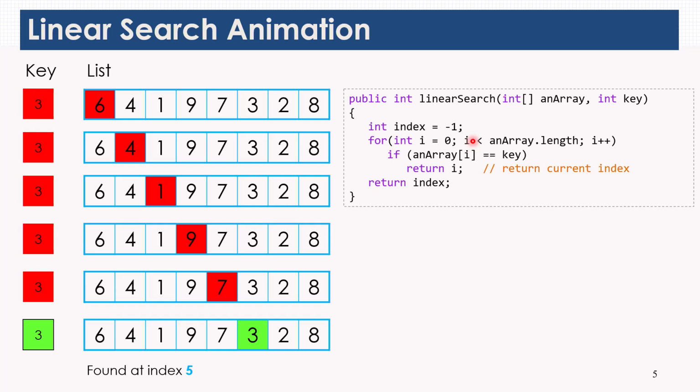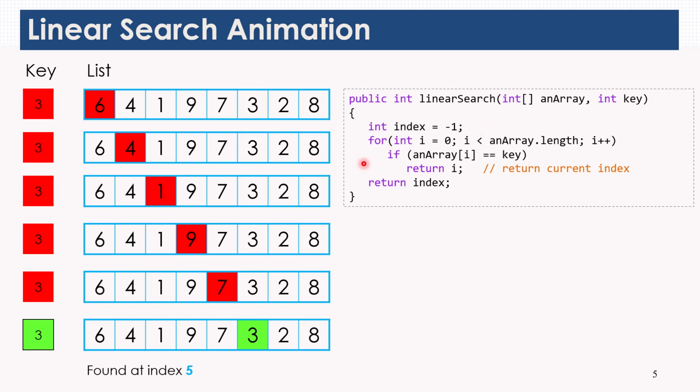Here is the implementation of the linear search as a method. The method has two input parameters, the array and the key, which is the element we are looking for inside this array. It returns an integer as an index. If there is a match, then this index will be the location of this key. If there is no match, then it will return -1. We have a local variable as an integer. We set it to -1 in the beginning, assuming that there is no match.